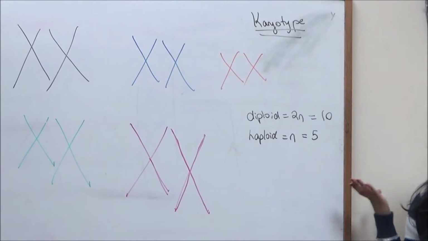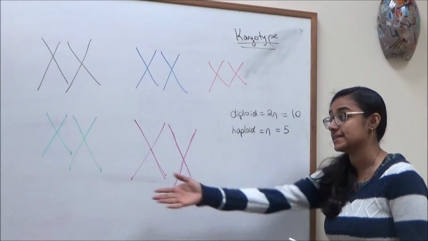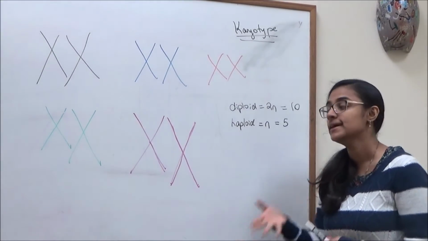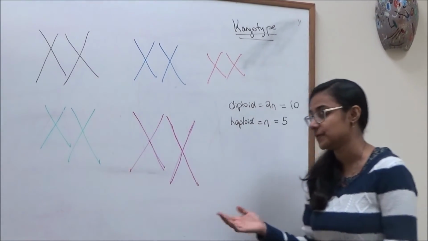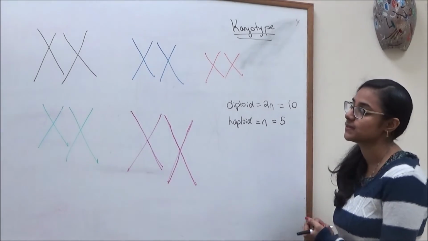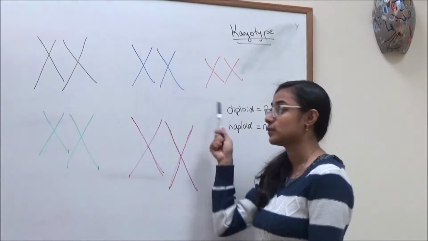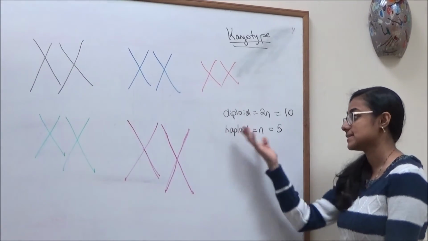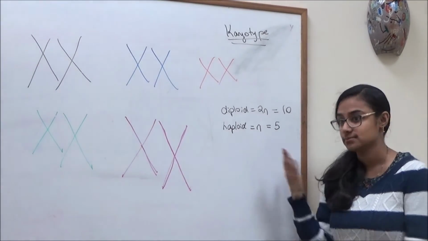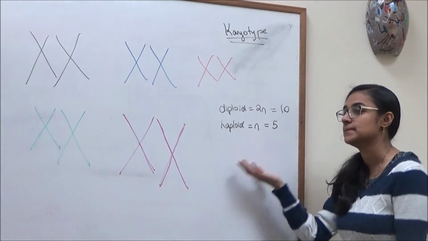You can tell that this organism is diploid and that these chromosomes have already been replicated because you have two sets of each chromosome. The total chromosome number in this organism is 10, and you could count that by counting each individual chromosome. And you also know it's 10 because this is a diploid organism, and 2N is equal to 10.